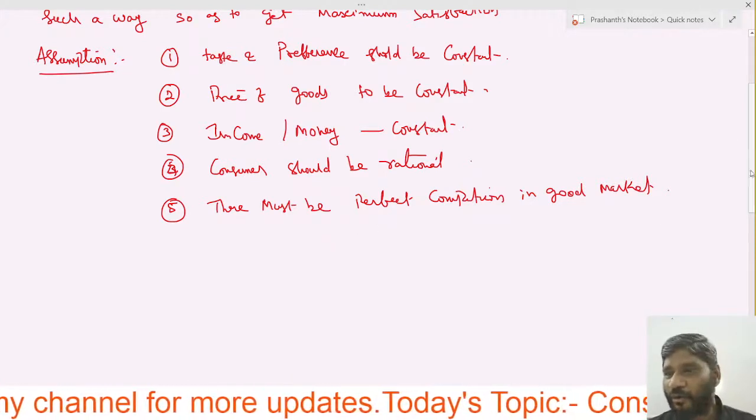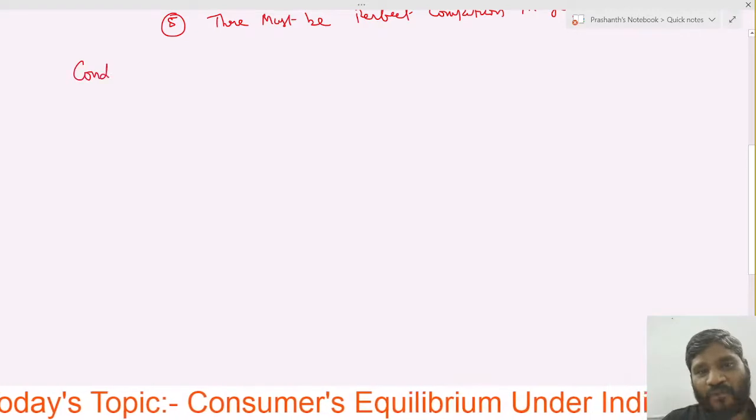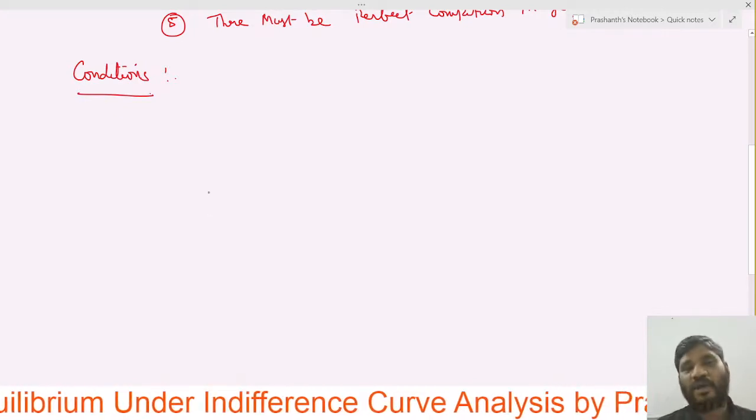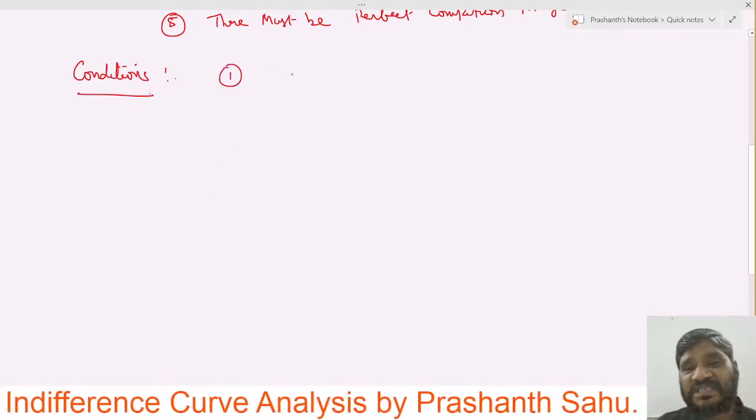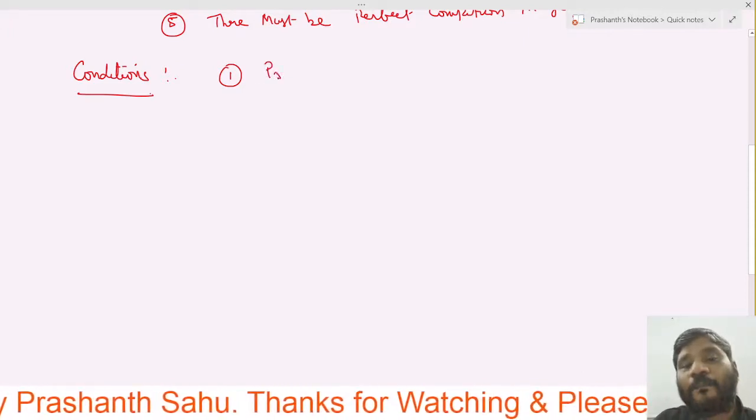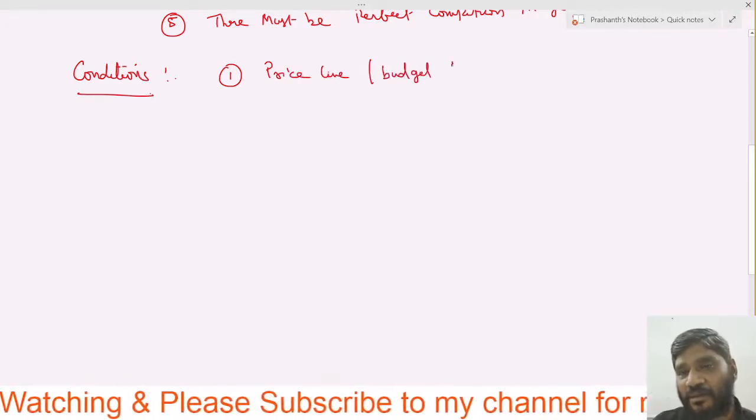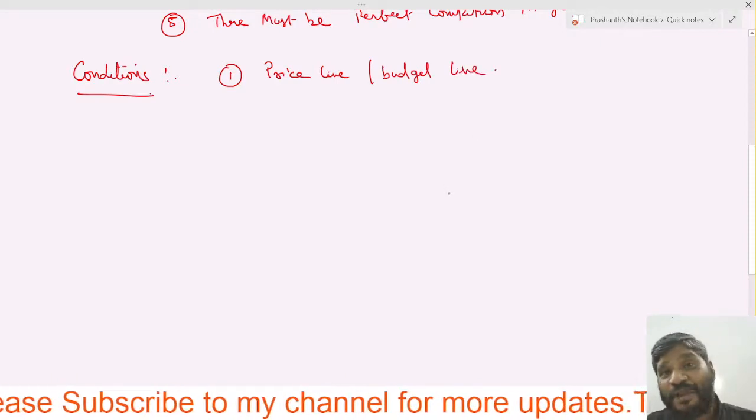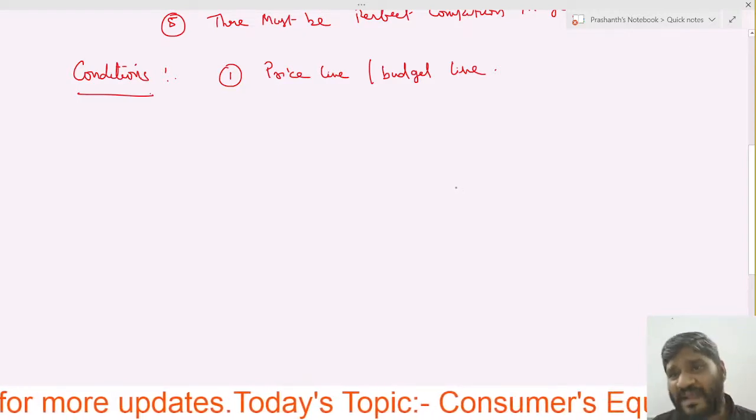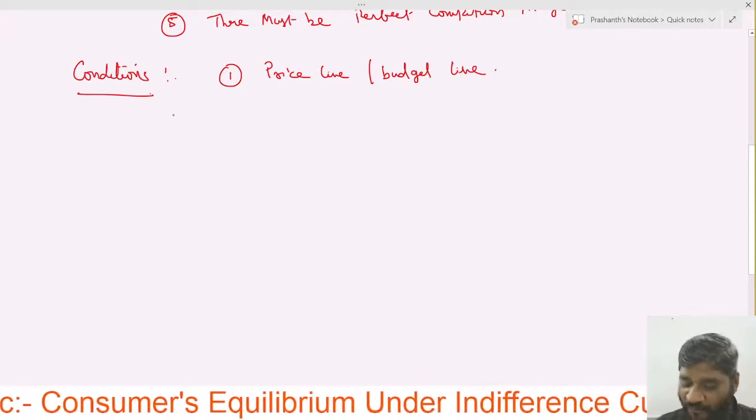So, to explain this law, we have to follow some conditions. What are these conditions? We will see. Number 1, first of all, we must have the price line, that is the budget line. Consumer's equilibrium can be determined with the help of conditions. Number 1, we will use the price line as well as the budget line.